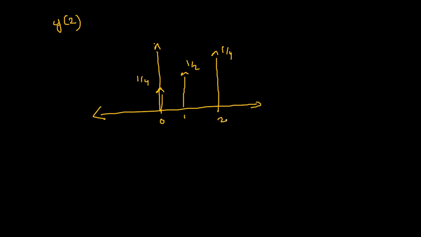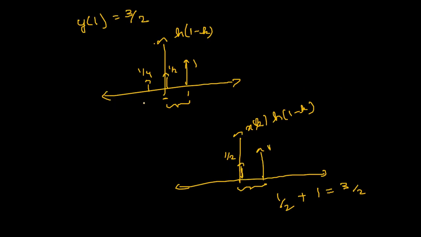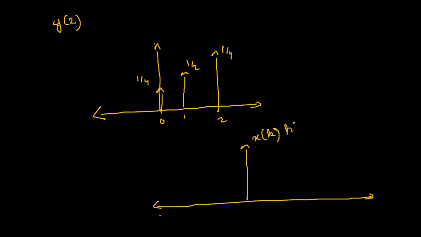Right. So now let's multiply this with the... like you can see in all, now the values are common in 0, 1 and 2. So we have 1 into, let's draw the graph for the multiplied output. So this is x of k into h of 2 minus k.